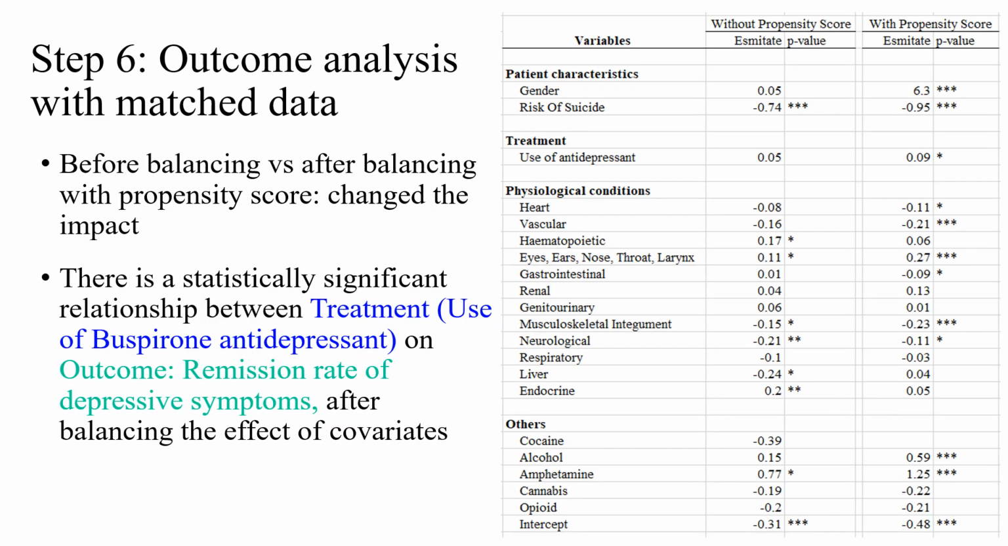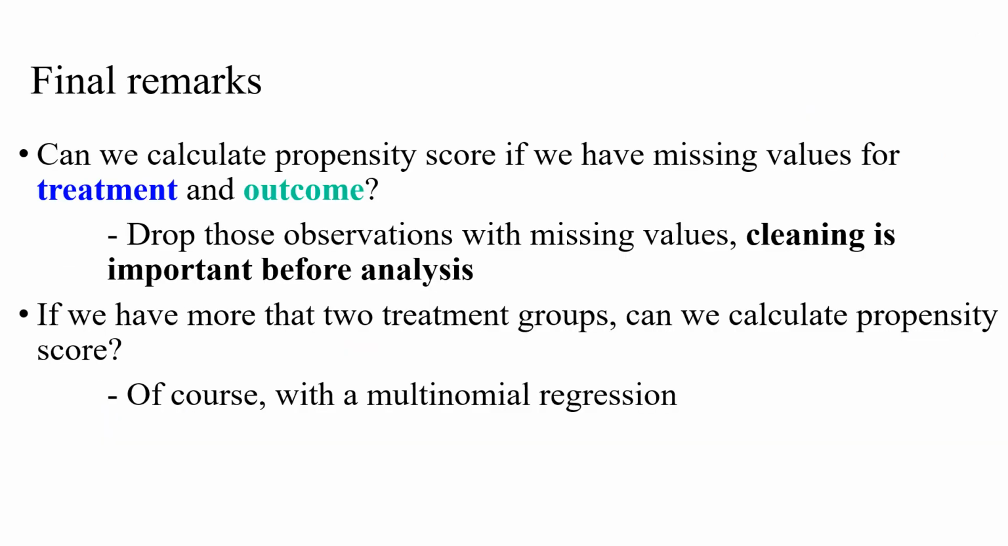Do you remember the experiment we did without propensity score in the beginning? Now we will compare the result with our final outcome analysis after matching. Here you can see that there is a statistically significant relationship between the treatment and the outcome after balancing all the effect of the covariates. So this was our assignment, and now a few questions before wrapping up.